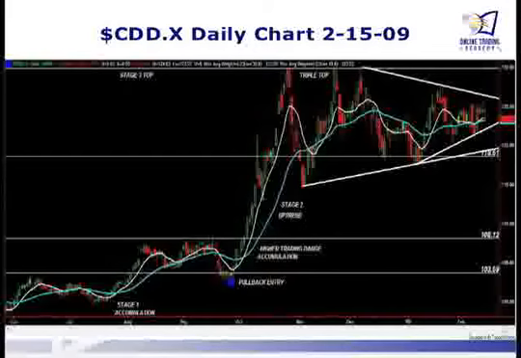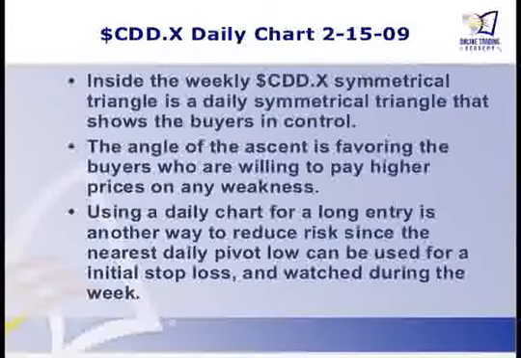If you miss the entries way down here at 104, we have to deal with the here and now at 125. What do we do? So that one there had a nice little breakout. Inside my weekly symmetrical triangle for the dollar versus the Canadian was a daily symmetrical triangle showing buyers in control. The angle of the ascent is favoring the buyers who are willing to pay higher prices on any weakness. And I use the daily chart for a long entry to reduce my risk, because now I can place my stop loss below the pivot low next to the entry candle. If the dollar does start to sell off, I don't have to worry about it. Okay, and I can also watch it on the daily chart during the week.